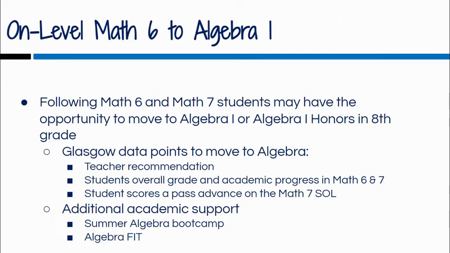Here are some of the data points that we look at. Teacher recommendation, a student's overall grade and academic progress in Math 6 and 7, as well as student scores on the SOL. We typically like to see a pass advance, which is a 500 or above. It's important to note that previously we have offered some additional academic support, which includes a summer algebra boot camp, as well as Algebra Fit.